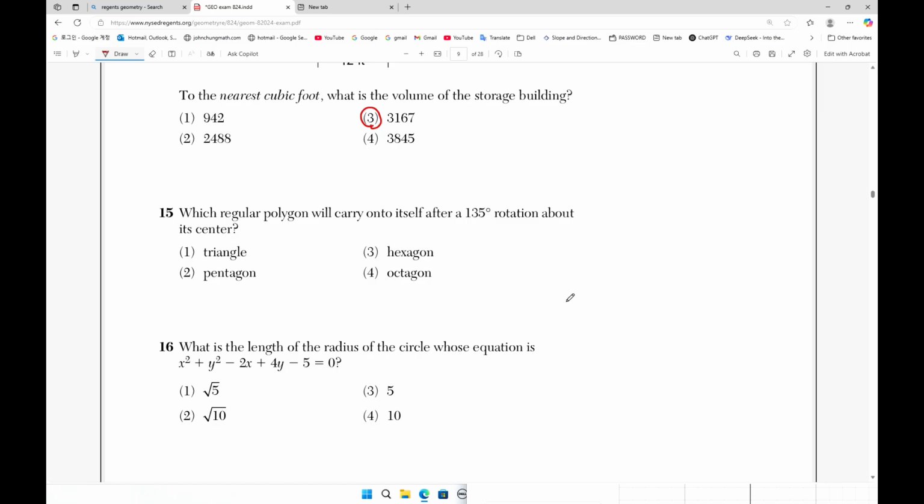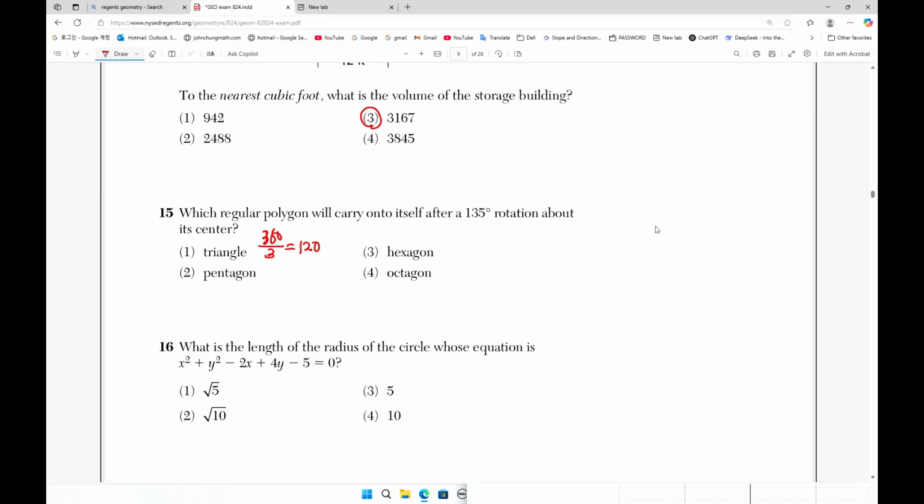Number 15, which regular polygon would carry onto itself after a 135 degree rotation? So the smallest angle should be a factor of 135, right? Triangle: 360 over 3 angles, the smallest rotation angle is 120. 135 is not a multiple of 120, right?